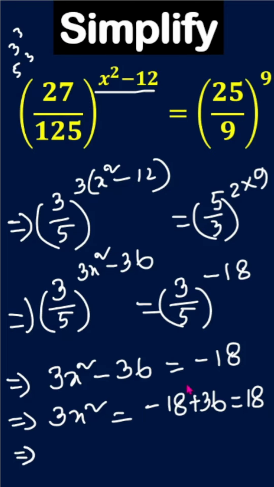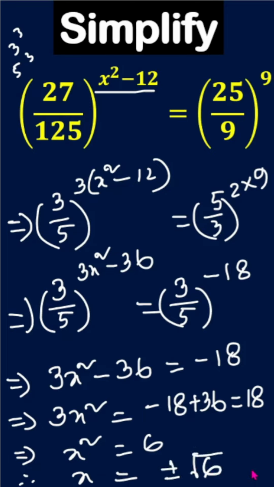So now we can divide both sides by 3. So x² equals to what? 6, because 18 by 3 is 6. So x equals to, we can take the square root on both sides, so plus and minus root 6, and this is our answer.